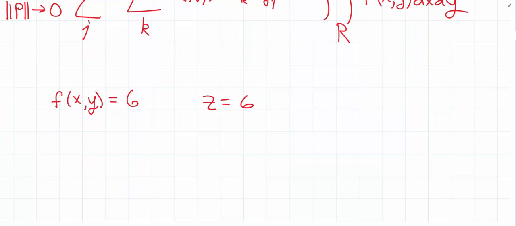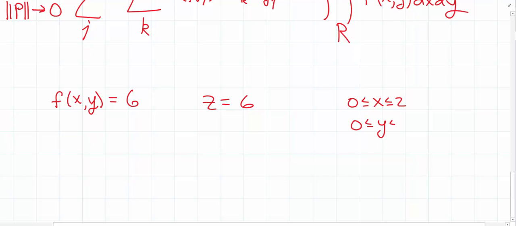Now, what I want to do is find the volume below this surface and above the xy plane on this interval. I want to make it so that x goes from 0 to 2, and y is from 0 to 3, let's say. Now, this will just give us one big rectangular prism, right? And we know the volume. It's the area of the base times the height.